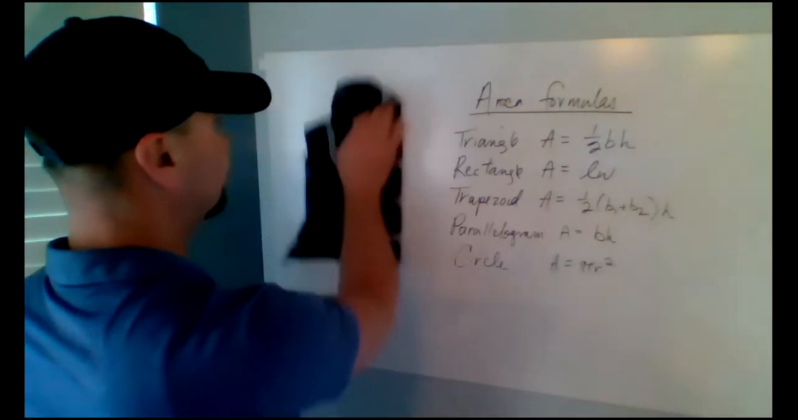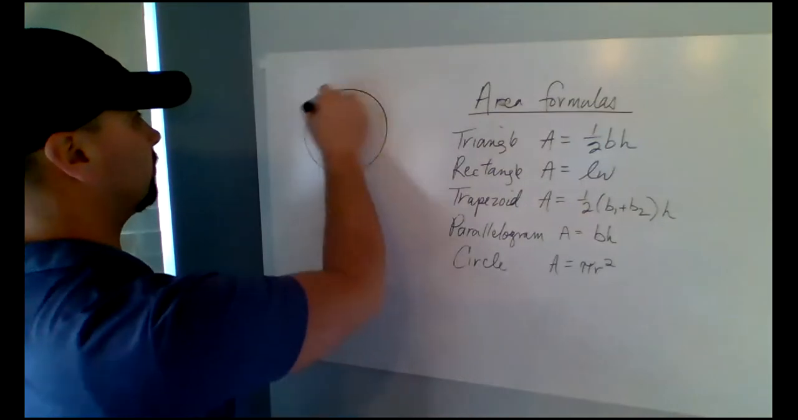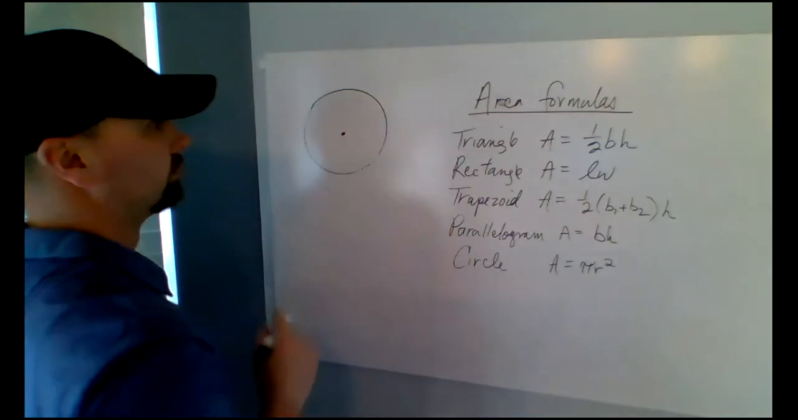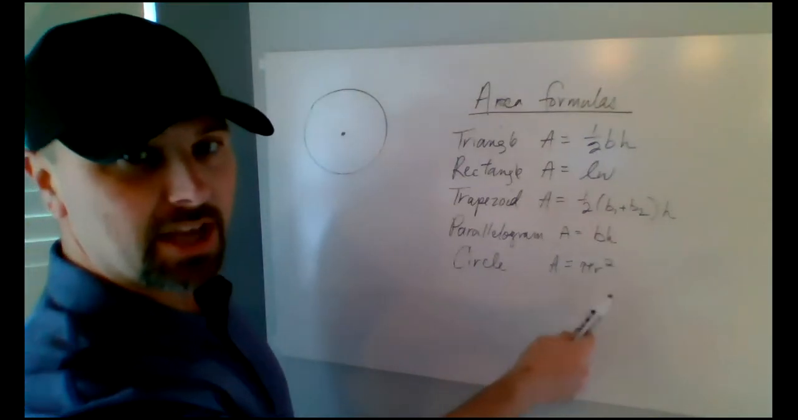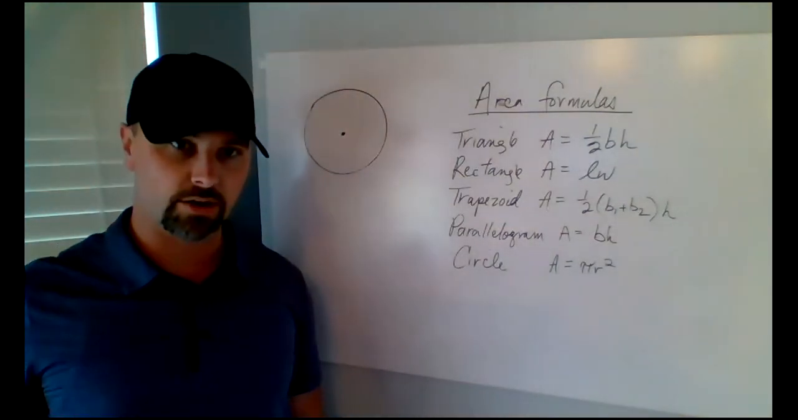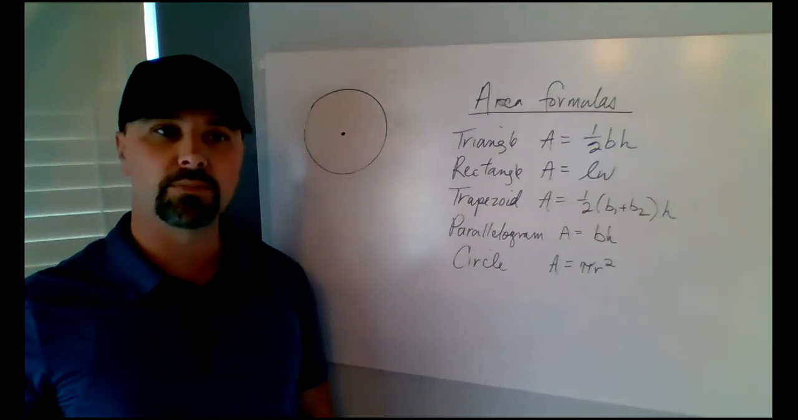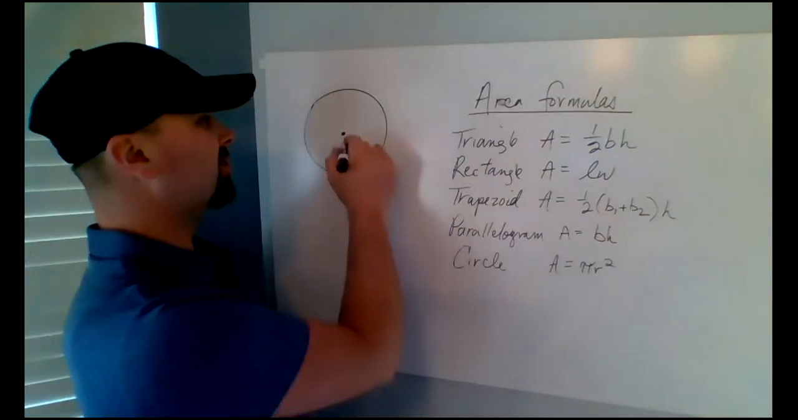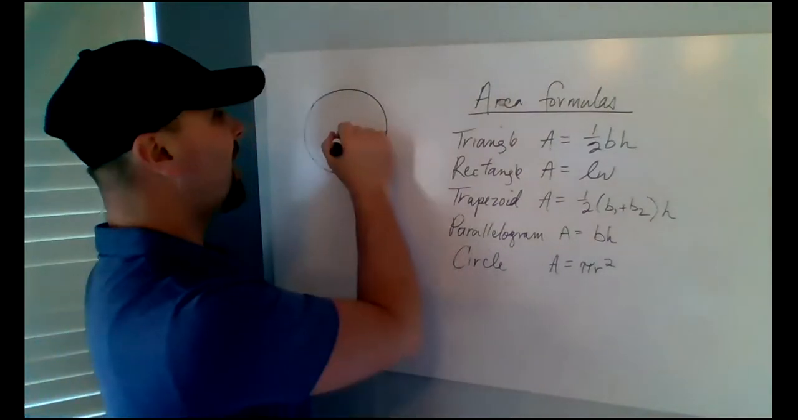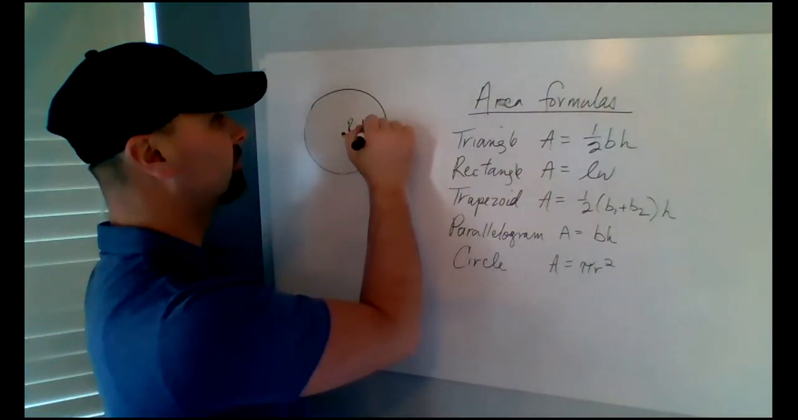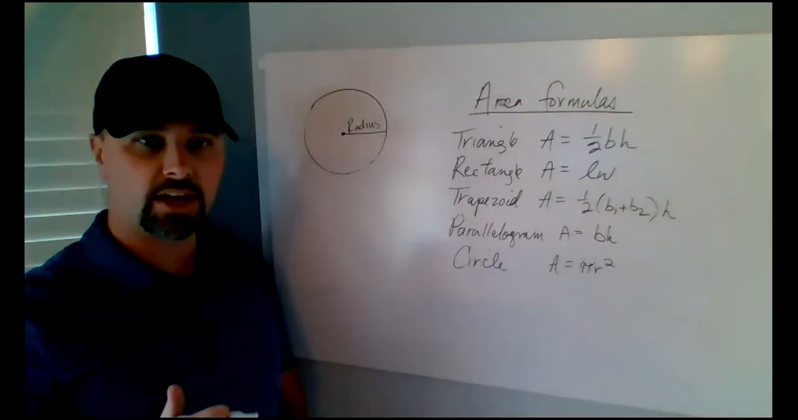Finally, we have a circle. Okay, now to measure a circle, the formula is area equals pi times r squared. R stands for radius, and radius is one way that you can measure a circle. So when you measure a circle from the center to any edge, that is called the radius. That's the radius of a circle, from the center to any edge.